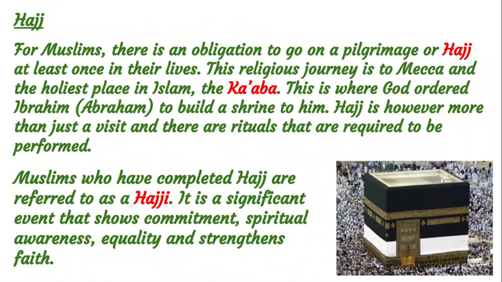Right, so on to one of the most important of the pillars, because it's an obligation to undertake it at least once in your life, and that's Hajj. So basically, Hajj is a pilgrimage or religious journey to Mecca, which is the holiest place in Islam. And alongside Mecca being the holiest place in Islam, the holiest of shrines is there, and it's called the Kaaba. This is where God ordered Abraham to build a shrine to him.